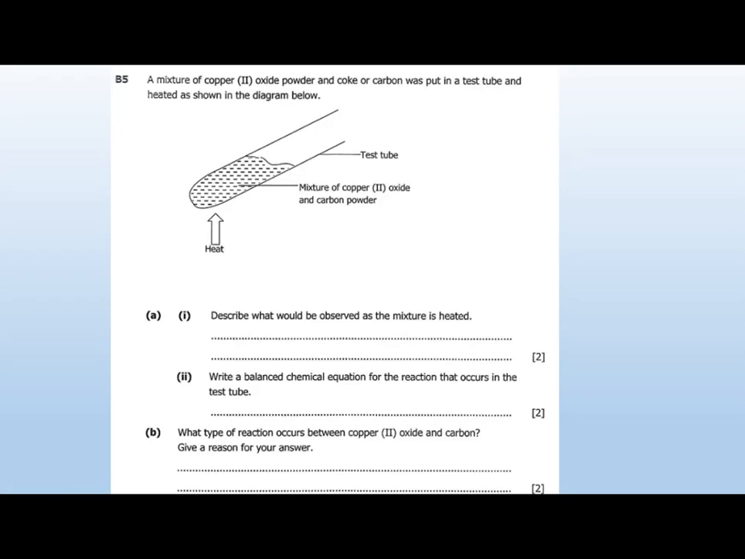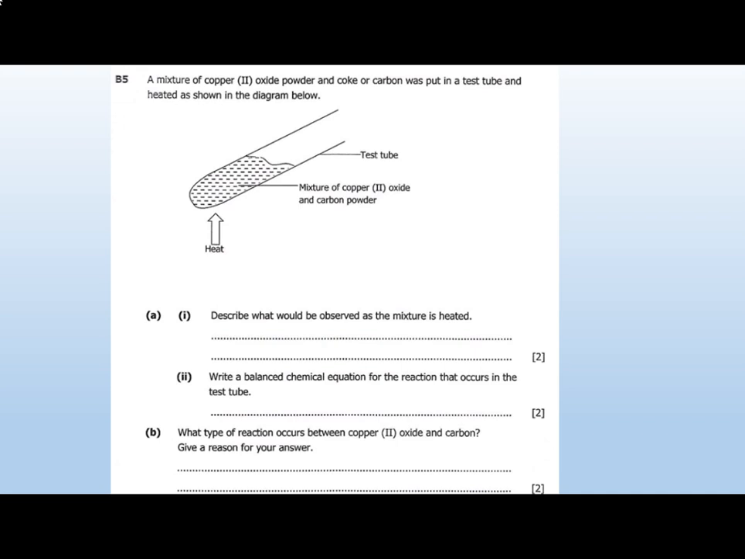So in this live tutorial, I'll be revising with you a science past paper, specifically paper 2, that was written by the grade 12 internals in the year 2020. So this is section B, question 5. The question reads: a mixture of copper(II) oxide powder and coke or carbon, coke or carbon is just one and the same, was put in the test tube and heated as shown in the diagram below.